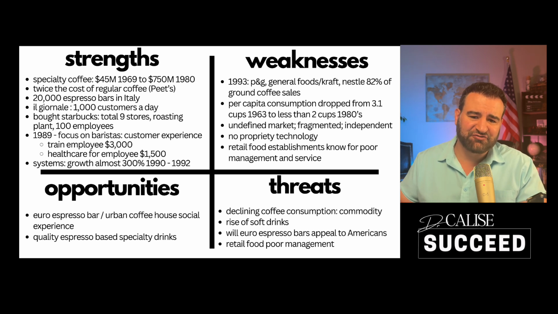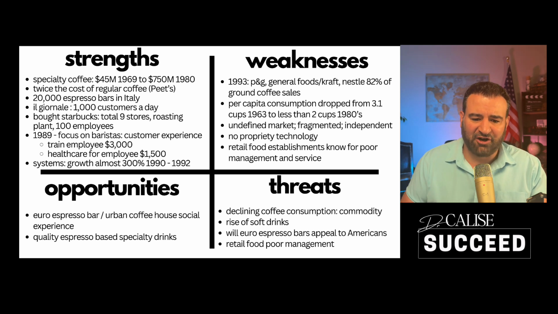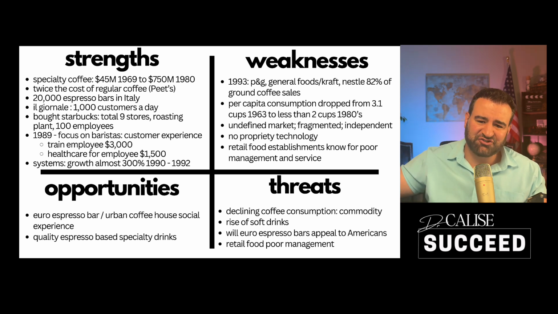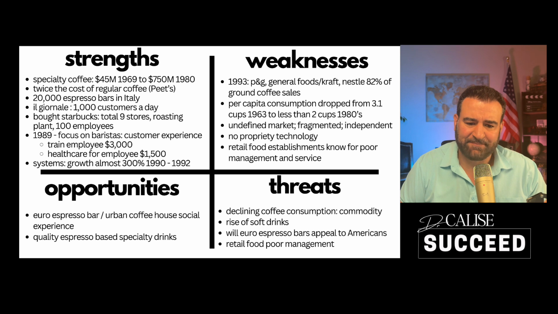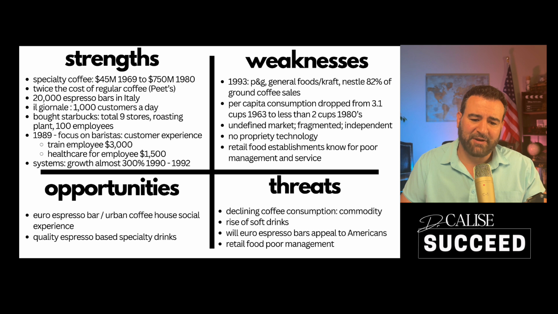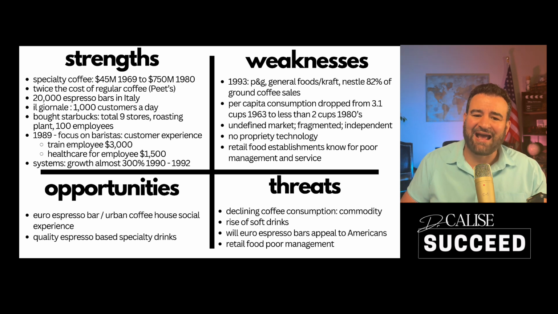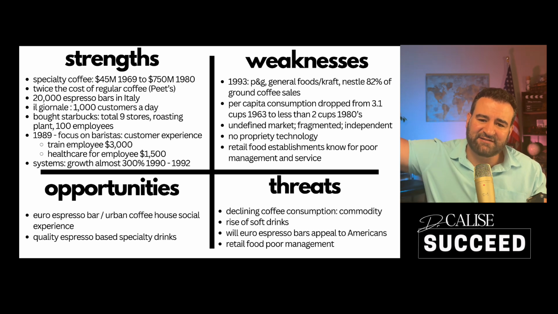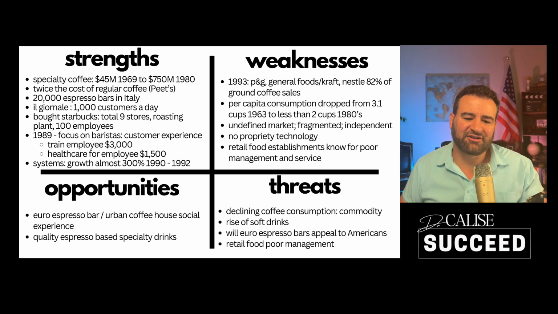So we're thinking of Starbucks in the 1980s, right when they're about to launch. What were some of the strengths that Starbucks had as they're about to launch their company? Well, specialty coffee did $45 million in sales in 1969, but they did $750 million in sales in 1980. So it shows you a tremendous trend upward in specialty coffee.